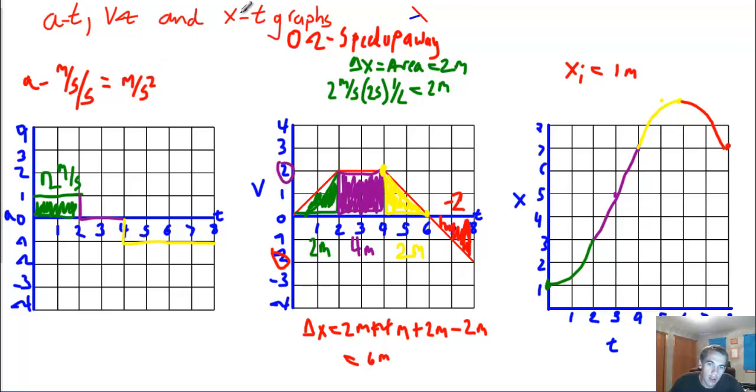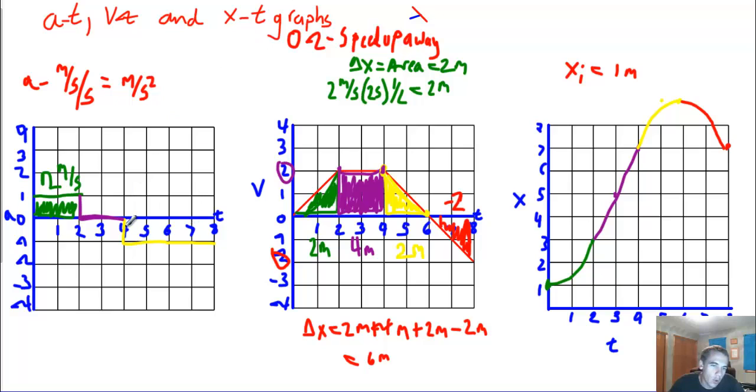The area in the middle there is no area because it's got no height. That's 0. That tells me that the velocity didn't change. Well, at the beginning of this interval, it was 2. At the end of this interval, it's still 2. It didn't change. What about this last interval?